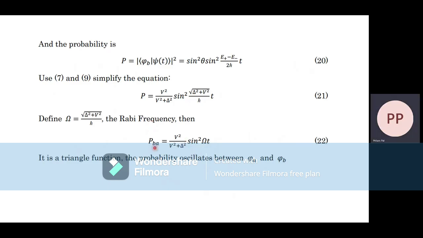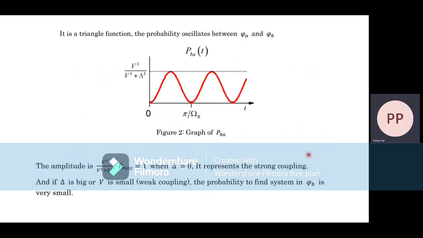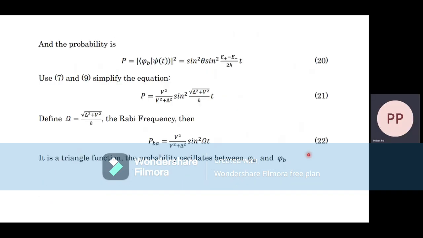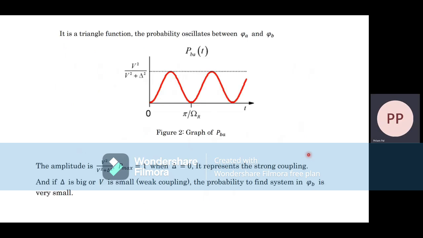So this is the probability of finding the system in this state. It is a triangle function. The probability oscillates between the limits. As you can see, if you look into this functional form, you will see it basically oscillates.